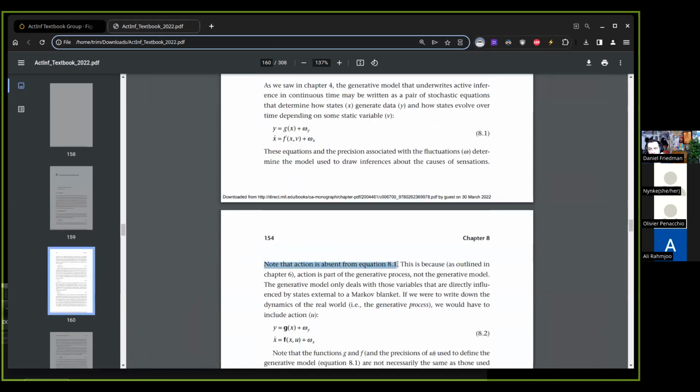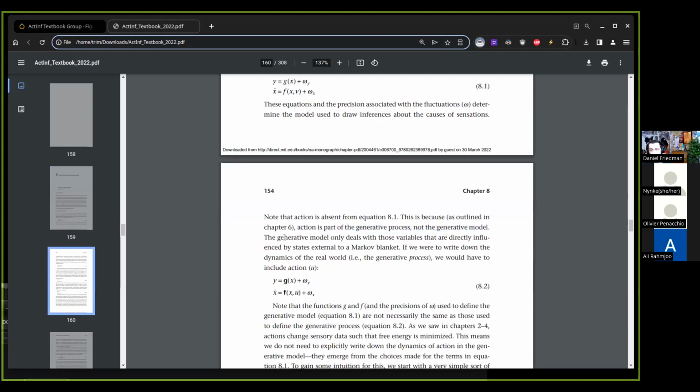Action is absent in equation 8.1. This is because action is part of the generative process, not the generative model, pending our definitions of generative process and generative model. The generative model only deals with those variables directly influenced by states external to a Markov blanket. What do you think about this, Ali?